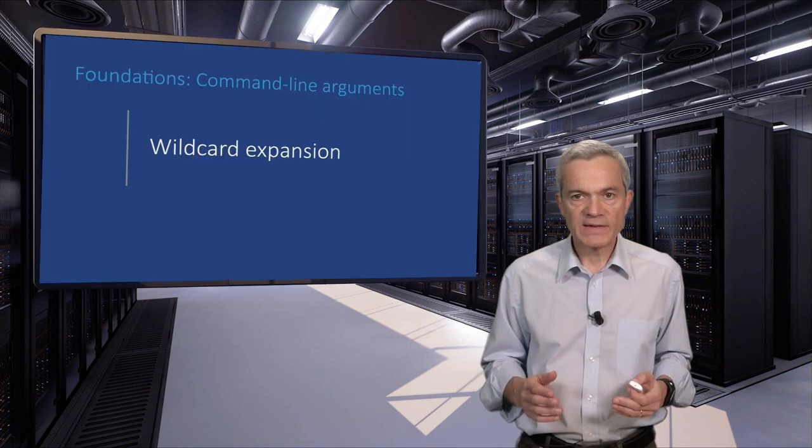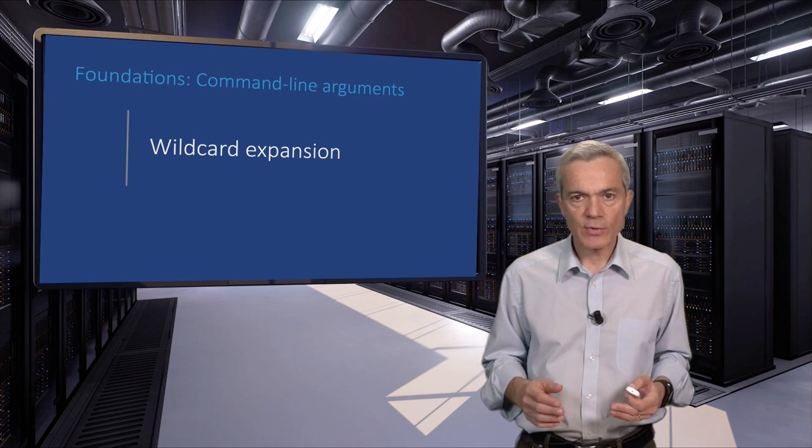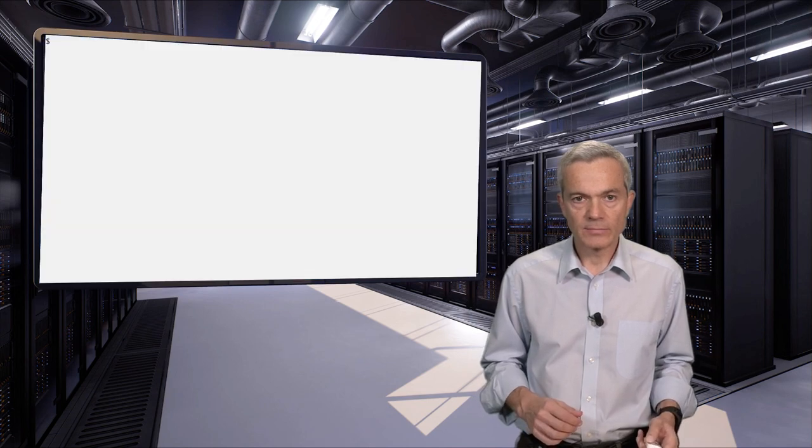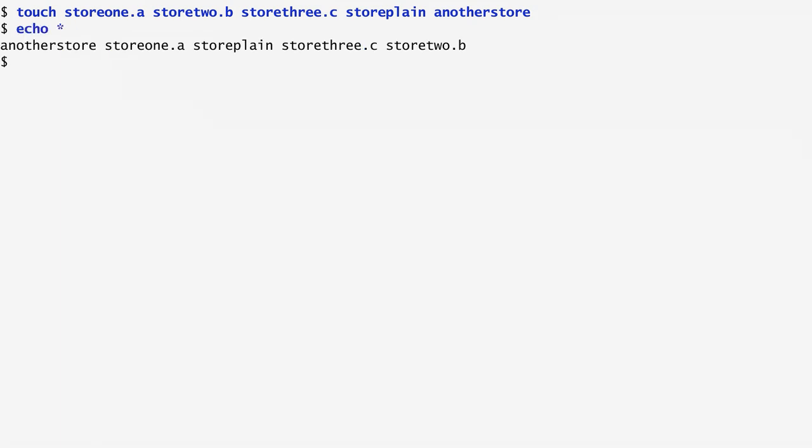When you want to specify many similar files to a command, you can specify them through a wildcard. In contrast to other operating systems, these are expanded by the shell, giving the same power to all commands. As an example, I'm creating some files: store1.a, store2.b, store3.c, store plain, and another store. To list these files, I can use the wildcard character called star, which matches anything. So, typing echo star, the shell matches the star with all files in the current directory and passes them as arguments to echo. Then, echo outputs another store, store1.a, and so on.